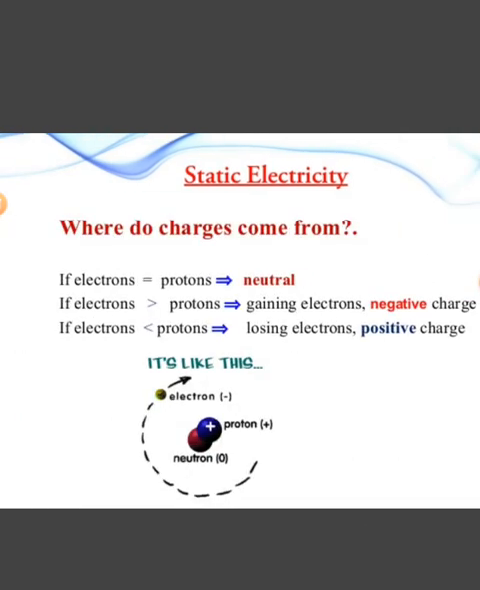Now, where do the charges come from? If electrons are equal to the protons, like we have talked about when dealing with the atom, that means it is neutral. If the electrons are greater than the protons, then it is negatively charged. If electrons are fewer than the protons, it is positively charged, that is, it is losing electrons.